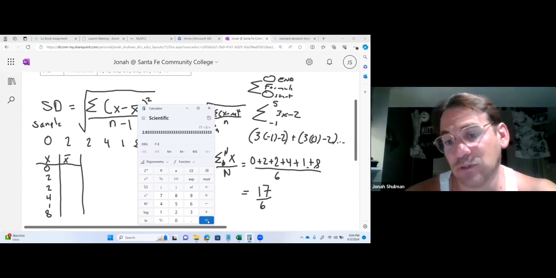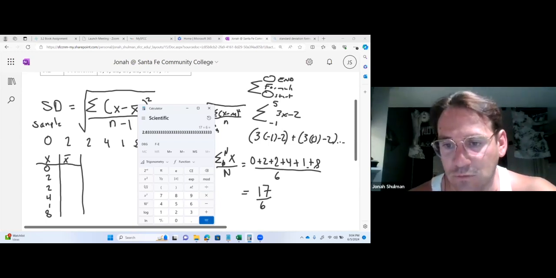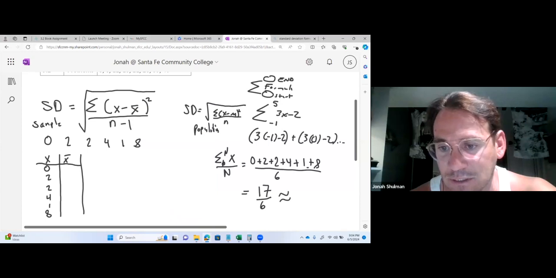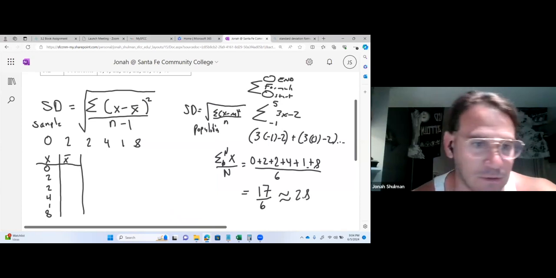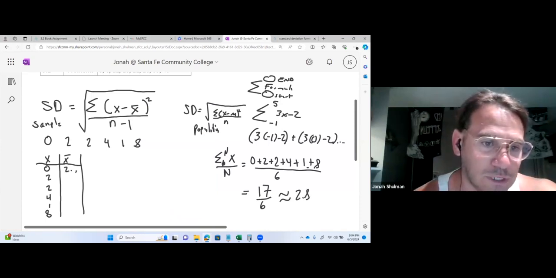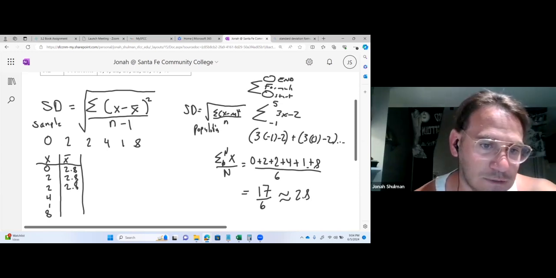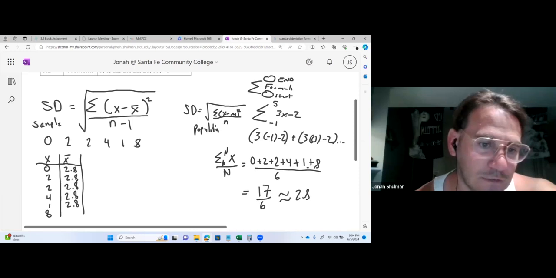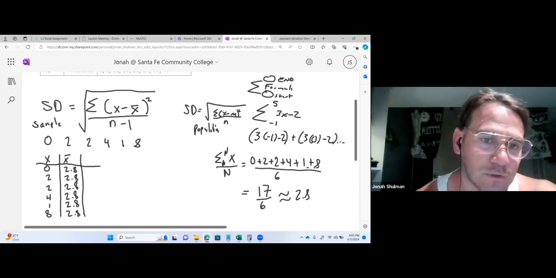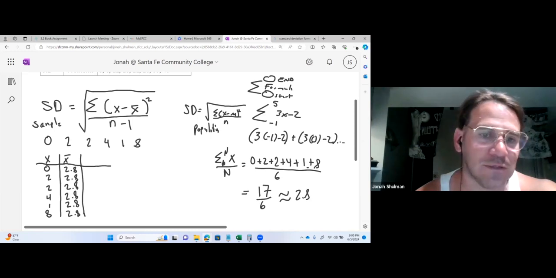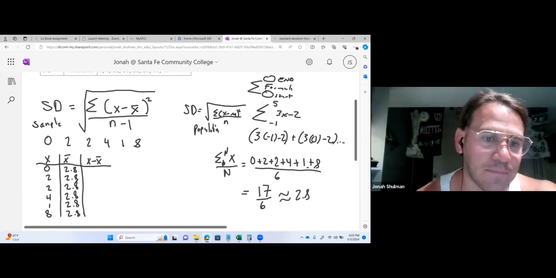We're going to round this to be 2.8. So this symbol means approximately 2.8. So here we go, 2.8 for each of the six terms. All right, so the next part of our chart is going to be x minus x bar.